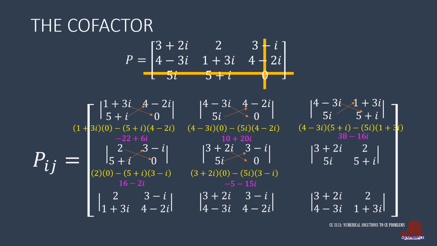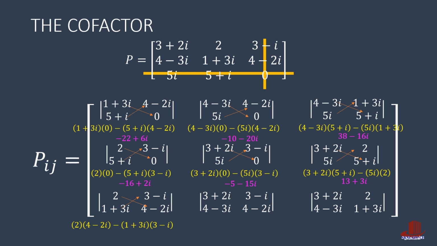For the last element in row 2, the determinant is taken from 3 plus 2i times 5 plus i minus 5i times 2, which is simplified as negative 13 minus 3i. To finish the determinants, element 3, 1 is simplified as 2 times 4 minus 2i minus 1 plus 3i times 3 minus i. This gives 2 minus 12i.